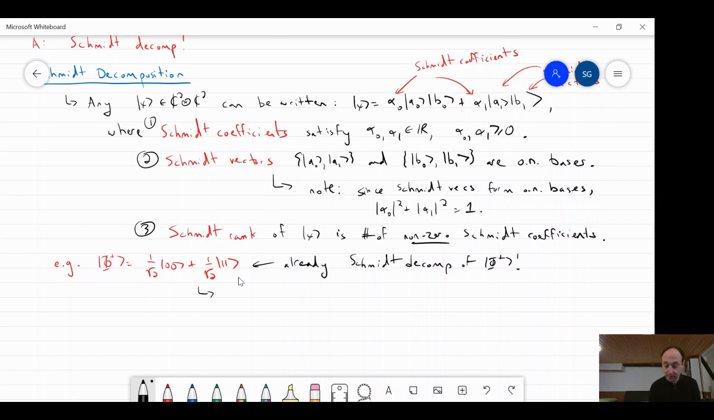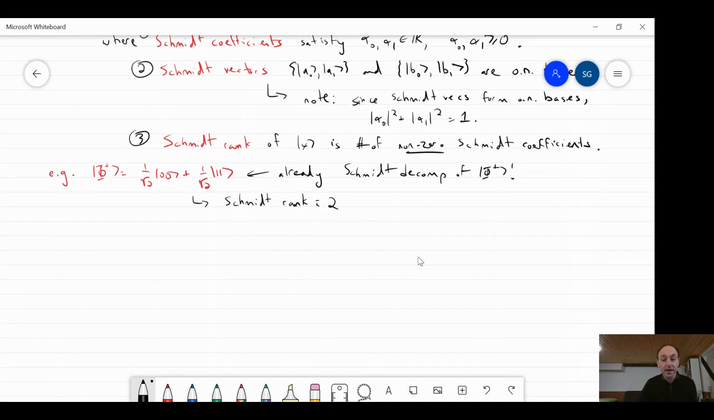Okay, so what I want you to notice here is that the Schmidt rank of this thing, the number of non-zero terms it has, is 2. There are 2 terms, 2 non-zero amplitudes. Okay. And let's do another example quickly.